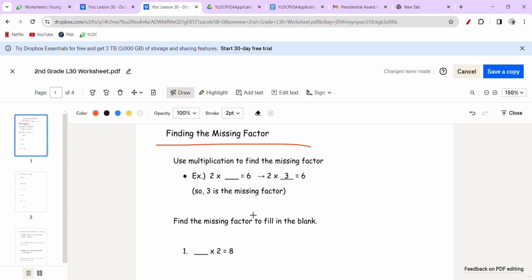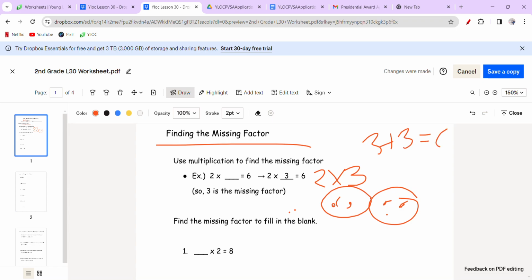So for example, 3 is the answer to this because 2 times what equals 6? 2 times 3 equals 6. And how multiplication works, if it's 2 times 3, then there are 2 groups of 3. So basically, you will add 3 two times. So 3 plus 3 equals 6. Or you can do 2 plus 2 plus 2, right? Which is also 6.